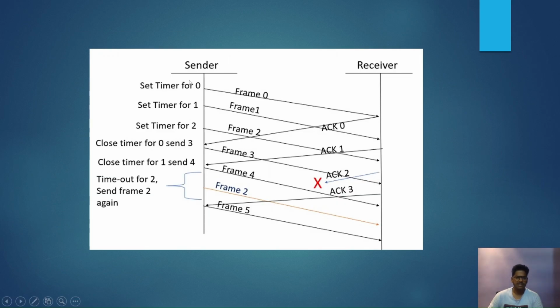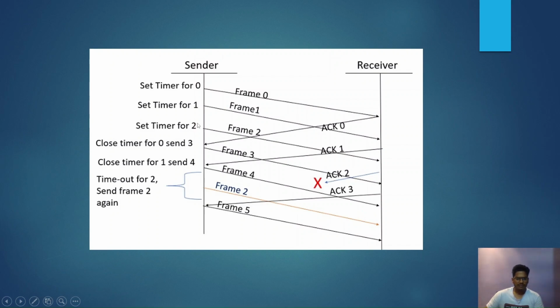In this example, we can see there's a timer set for frame 1. Frame 0 is sent from the sender to the receiver, and acknowledgement 0 is sent back. Then frame 3 is sent, which is the closing time for 0. Frame 1 is sent, the receiver sends back an acknowledgement 1, and then frame 4 is sent to the receiver.